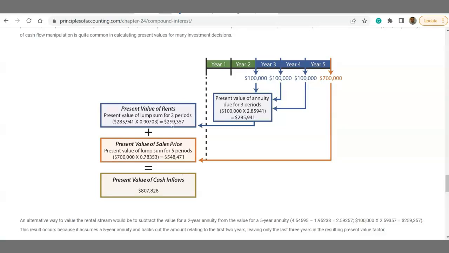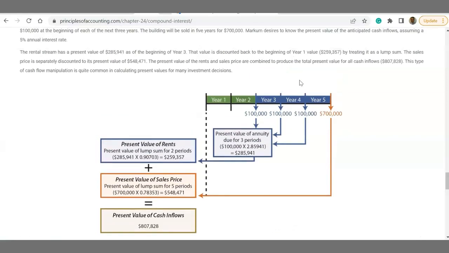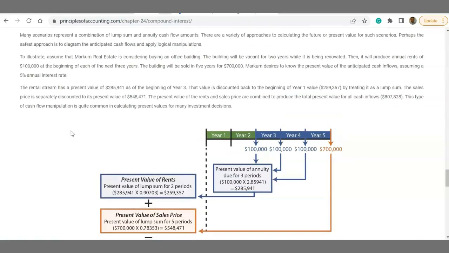And then you add them up, and then you can get the present value of cash inflows of this scenario, whatever this scenario might be. If you read it, it might give you the information. So here it's saying, assume that the real estate considering buying an office building, the building will be vacant for 2 years. You see 2 years, there's nothing coming up while it has been renovated.